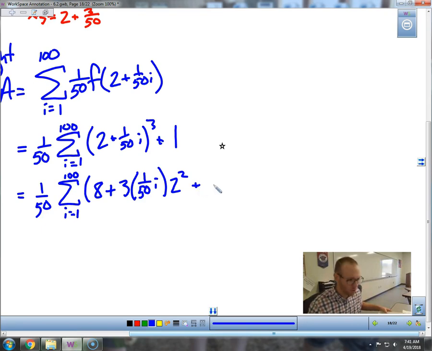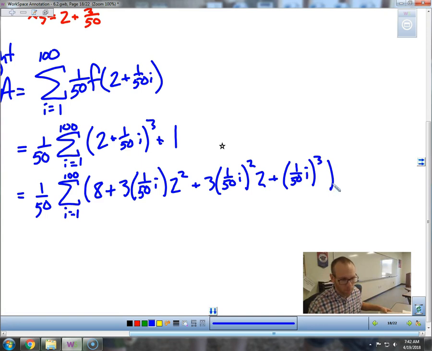Plus 3a squared x plus a cubed. And then we've got that plus 1. Okay. Depending on where you look up this rule, it might sound a little bit different. This is my x, that was my a. Cube it out, that's what I get. Let's simplify this now.